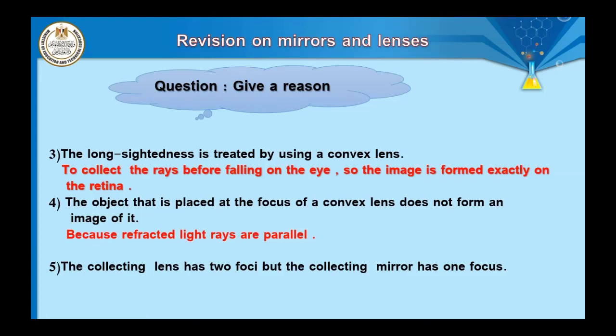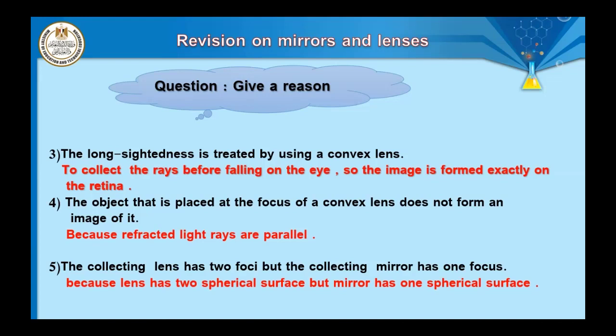Number 5. The collecting lens has 2 foci, but the collecting mirror has 1 focus. Yes, because a convex or concave lens has 2 spherical surfaces, but a mirror has 1 spherical surface. So a mirror has only 1 focus and 1 center of curvature, but a lens has 2 foci and 2 centers of curvature.